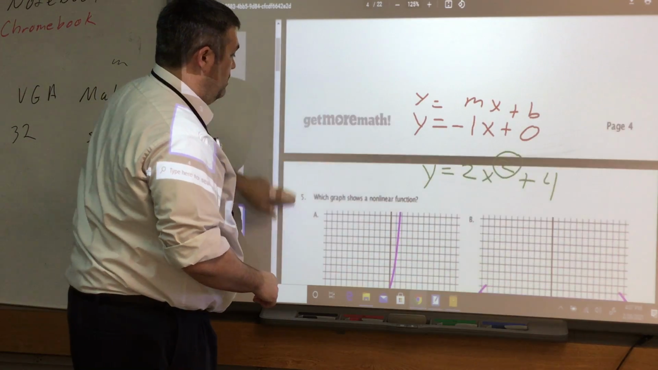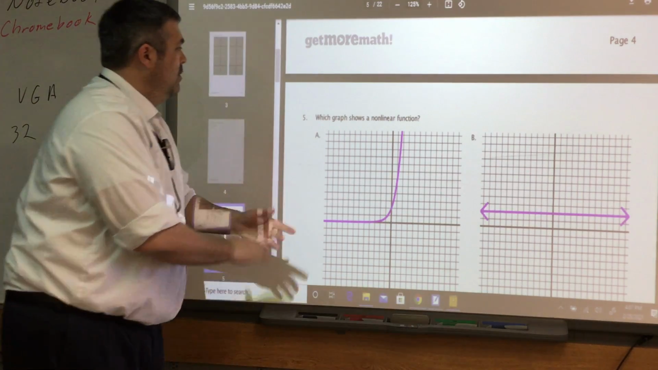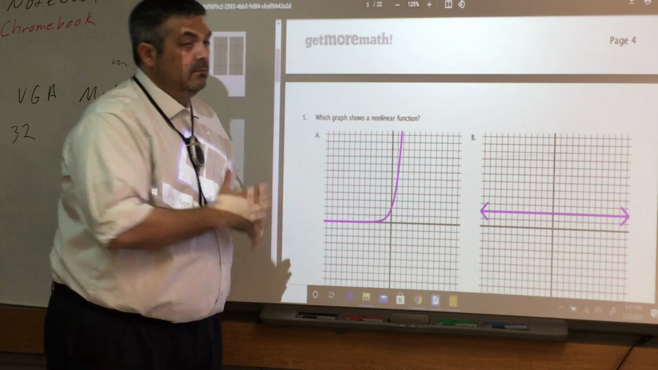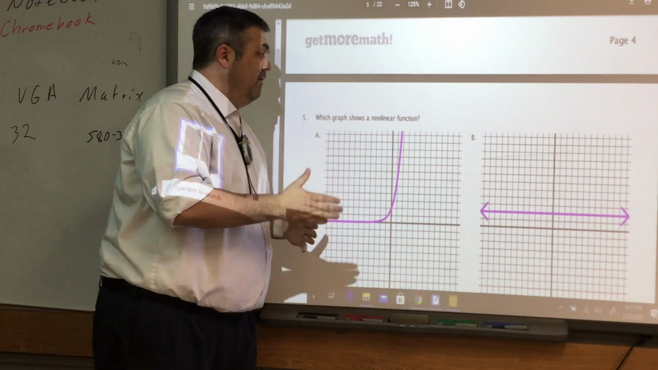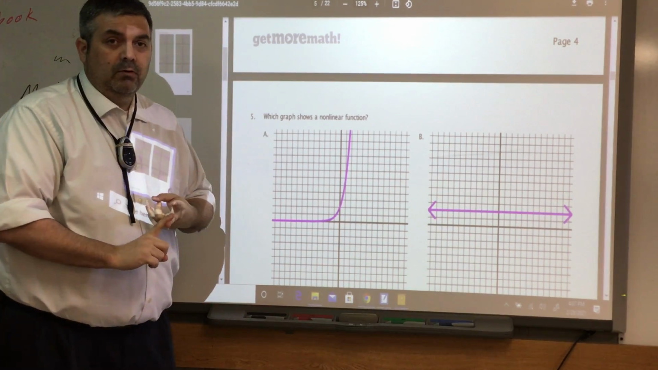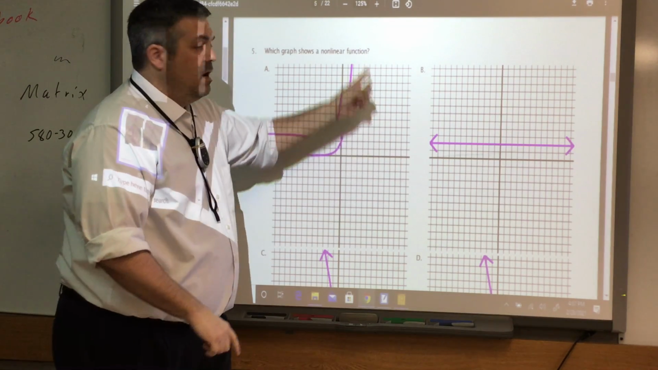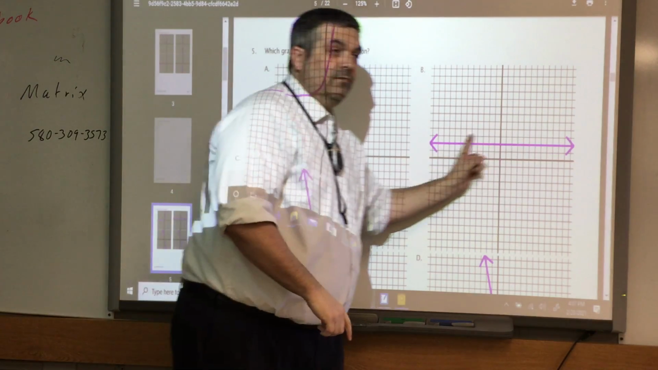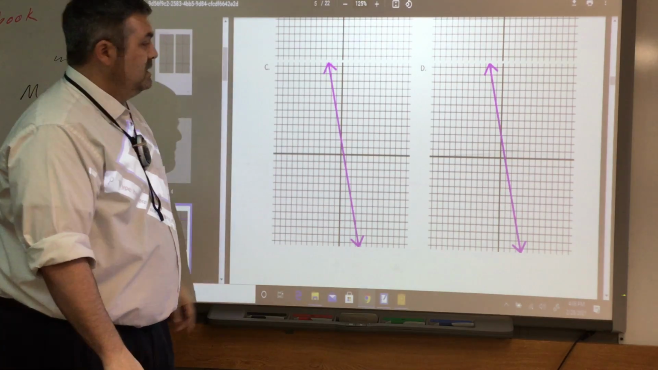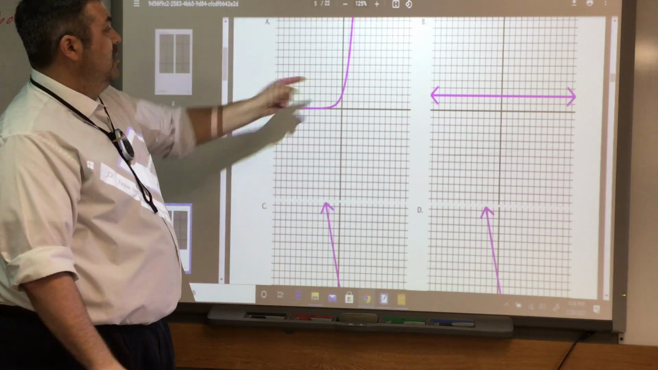Let's see here. What do we got? All right, a couple more graphs. Graphs are easy. Graphs shouldn't be that bad. Which graph shows a nonlinear function? So we're looking for the one that's not a straight line. That's your first clue right there. And that is a function. It's got to be not a straight line, but it still needs to pass the vertical line test. Well, it's that one, right? It passes the vertical line test, but it's not a straight line. This one passes the vertical line test, and it's a straight line. And those two things are basically the same thing. They pass the vertical line test, and they're straight lines. There's your nonlinear function.